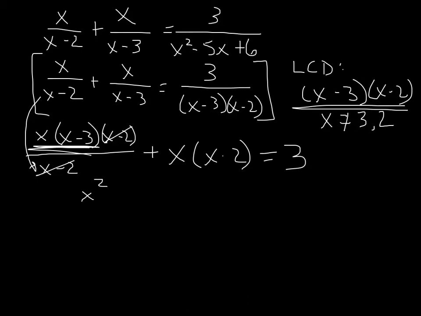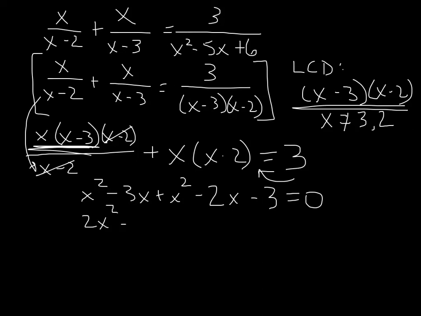So now I've got to distribute out and simplify. I get x squared minus 3x plus x squared minus 2x minus 3. Now that I noticed it's quadratic, I'm going to bring that 3 over. So I have 2x squared minus 5x minus 3 equals 0. And I can factor by the AC method. So I would have 2 times negative 3 is a negative 6.